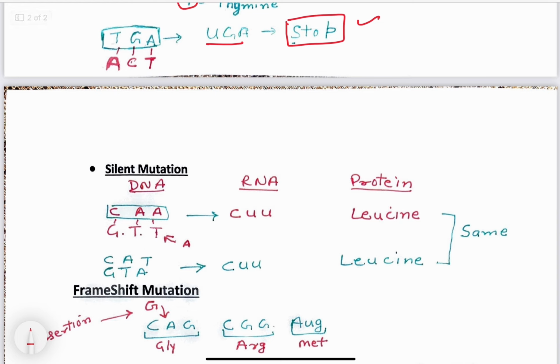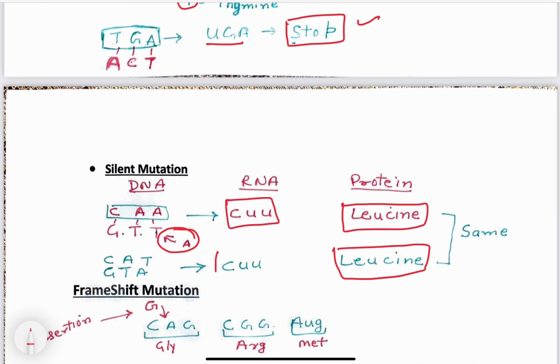Silent mutation is when a protein is produced, and when the mutation occurs right here, the resulting protein does not change. It's the same protein. There are two codons that produce the same protein. So that's just a silent mutation.